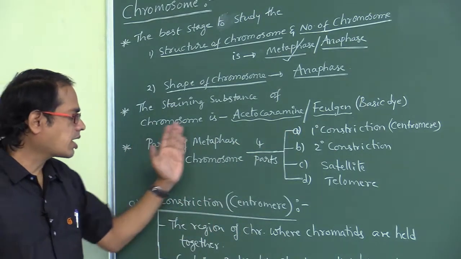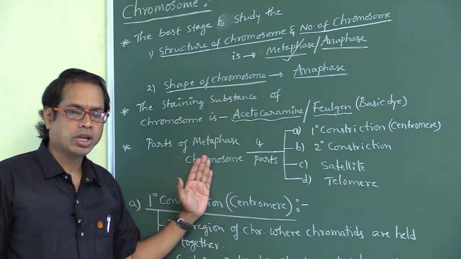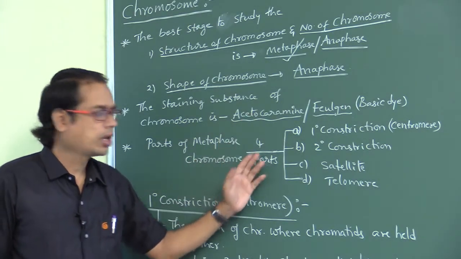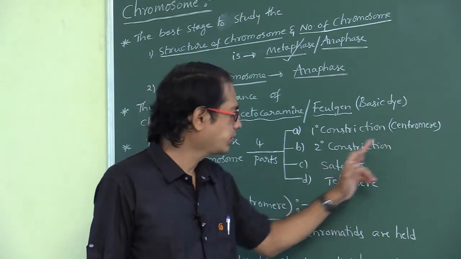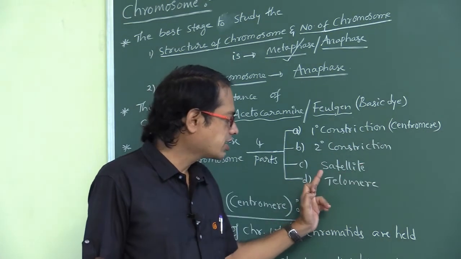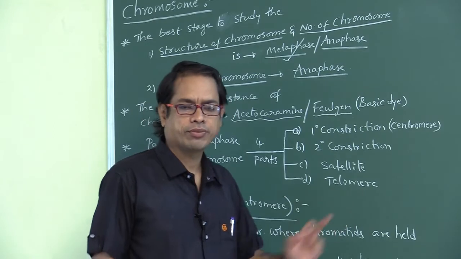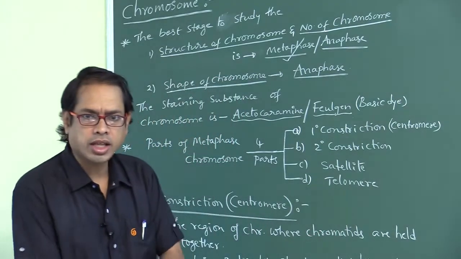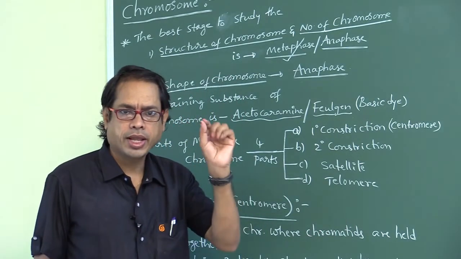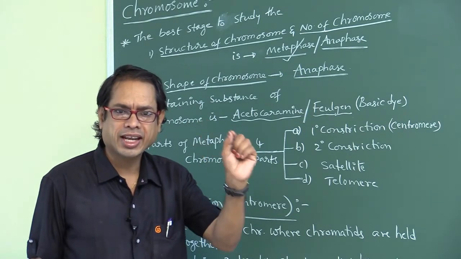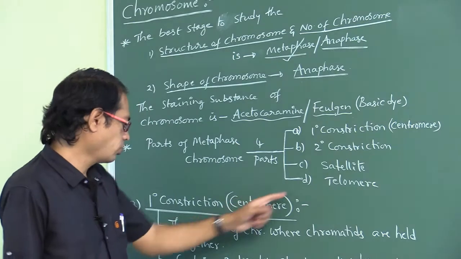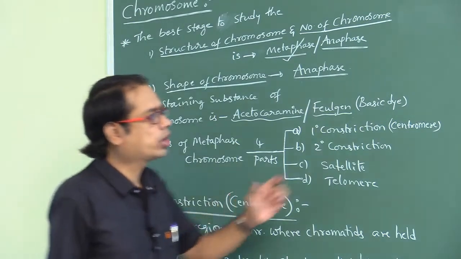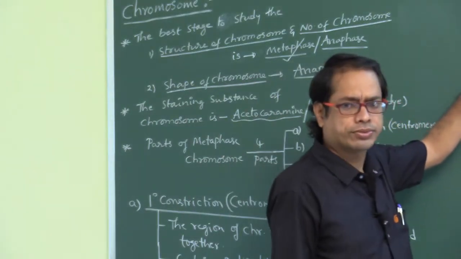Right. The metaphase chromosome contains 4 parts: primary constriction, also called centromere; secondary constriction; satellite; and telomere. How many parts of a chromosome are there? 4 parts. Primary constriction, secondary constriction, satellite, telomere. Okay. Now look here, this is the diagram of the chromosome.